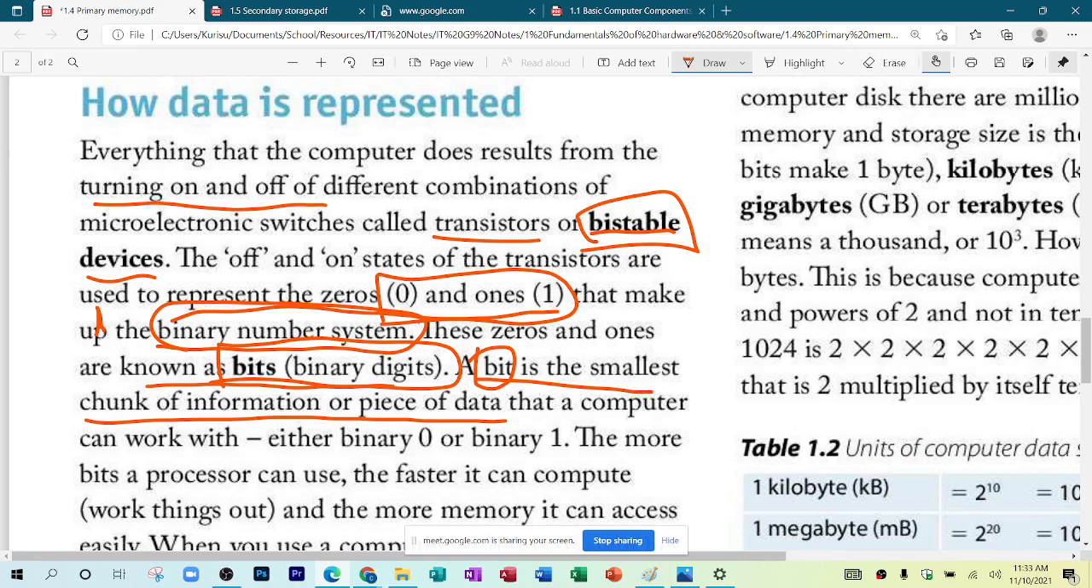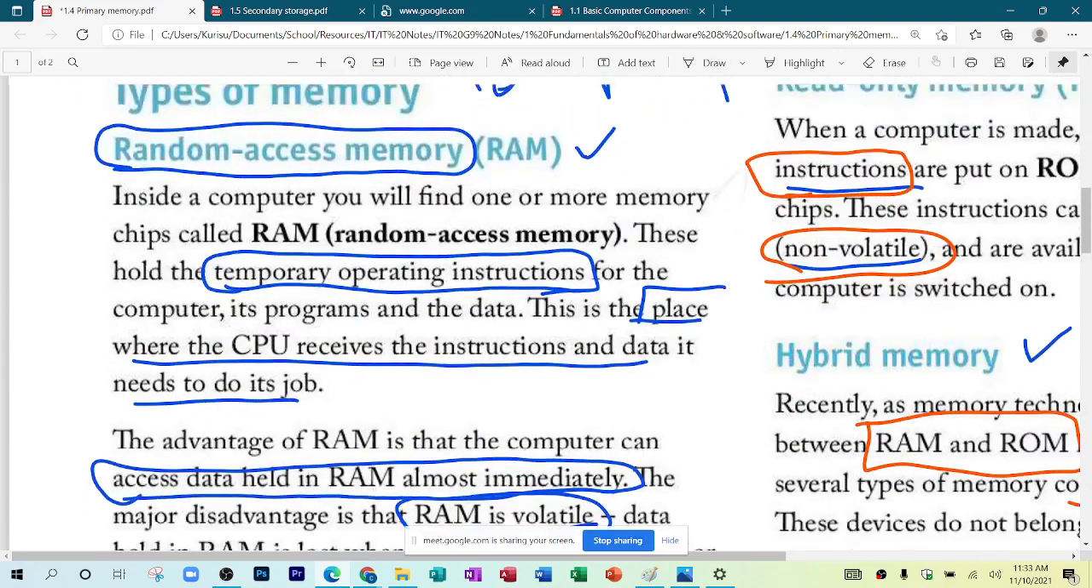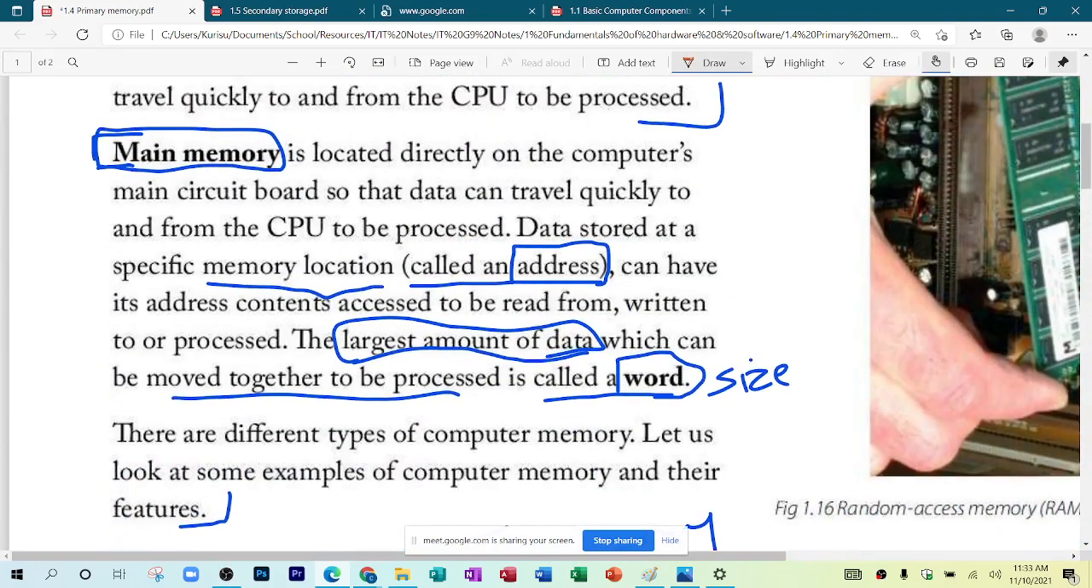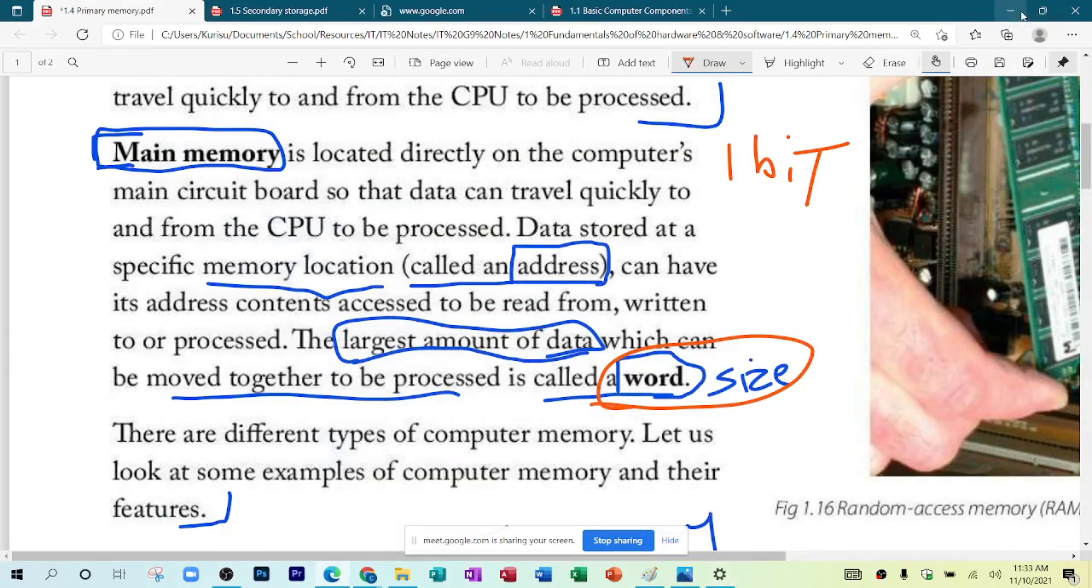Alright. Well, as I mentioned, a bit refers to either a 0 or a 1, and that is the smallest piece of data or information of your computer. So that's why, if you guys can remember when we were talking about that word size, I was talking about 1 bit, and then when I showed you the settings, I showed you 64 bits. So 64 pieces of data the computer can process at any one time.